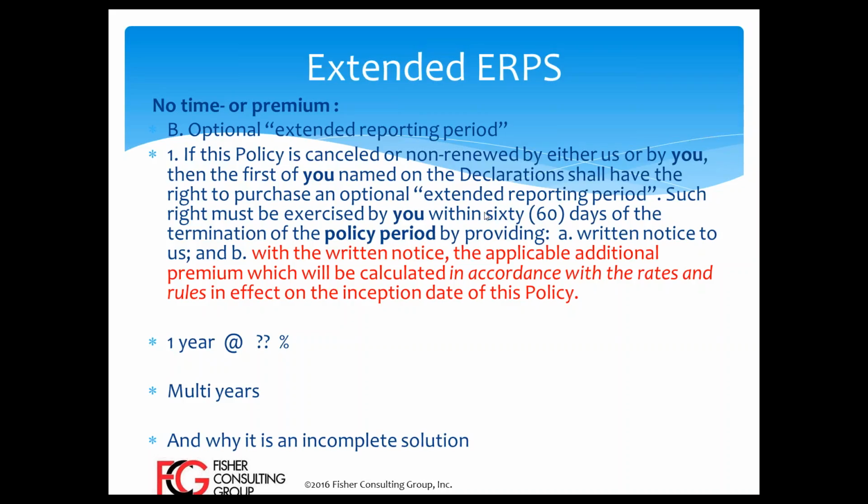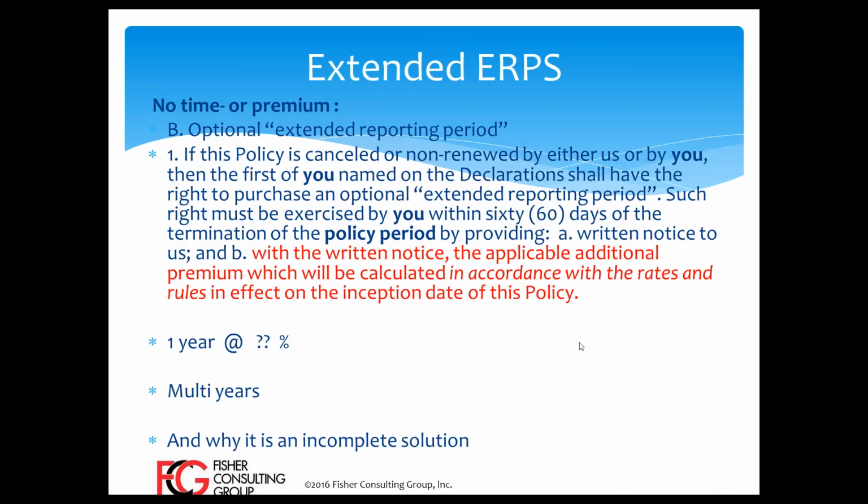Often we've seen on the declaration page or in the actual condition language what the premium will be. But there are a handful of insurance policies out there that don't. In this one it says, with the written notice, the applicable premium will be calculated in accordance with the rates and rules in effect on the inception date of the policy. We don't even know what they are. Or sometimes it just says, language to the effect that the premium will be by mutual consent or negotiation. Again, you don't know what they are.